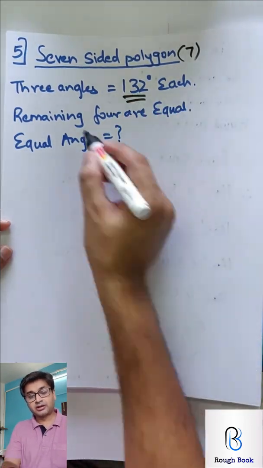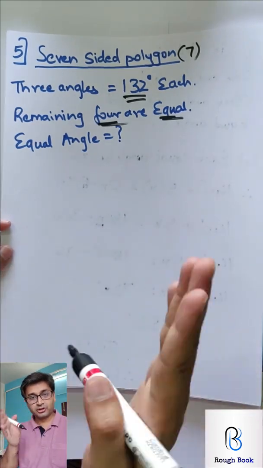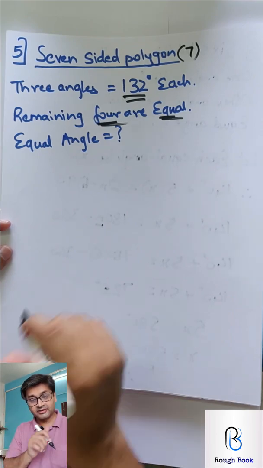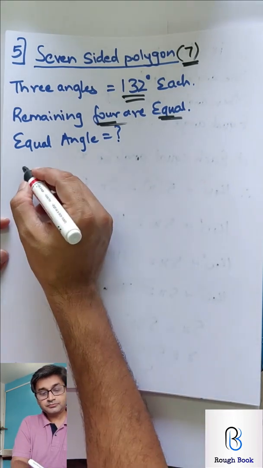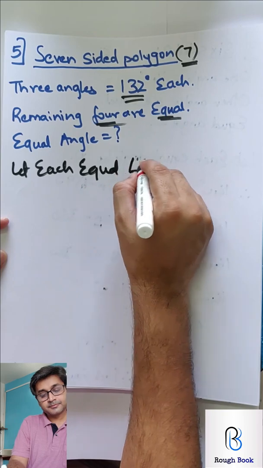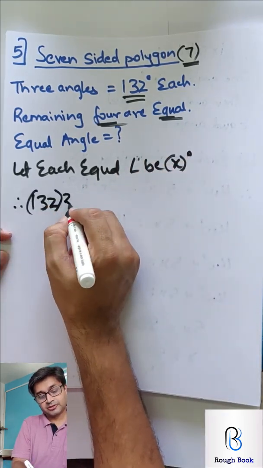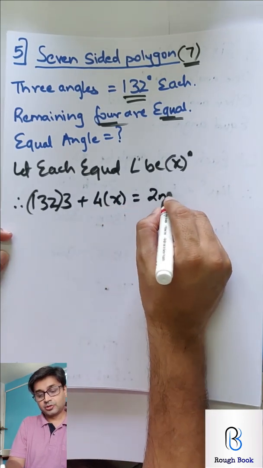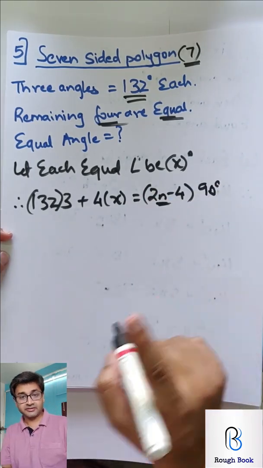Each angle is 132 and remaining 4 are equal. So let each be x. So 4 into x, 4x plus 132 into 3. That will be the total of all the 7, and for the total of all the 7, apply the formula. Come on, begin. Pause. So let each equal angle be x degrees. So therefore 132 into 3, because 3 angles, plus 4 into x is equal to 2n minus 4 into 90. Now we shall substitute n as 7, don't forget that.